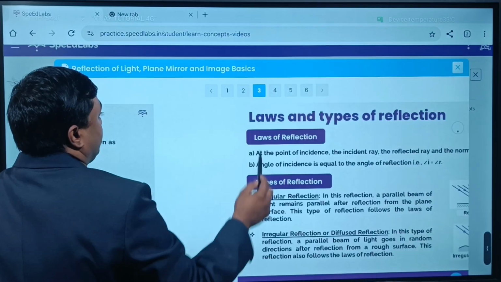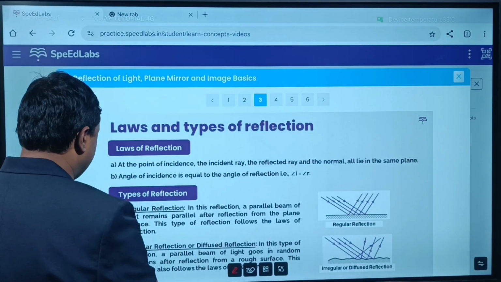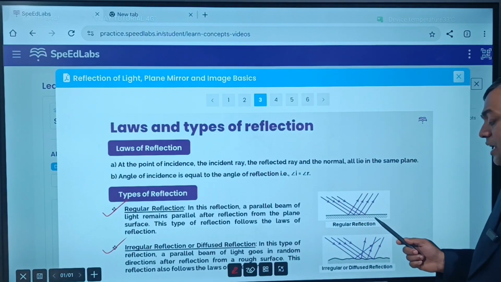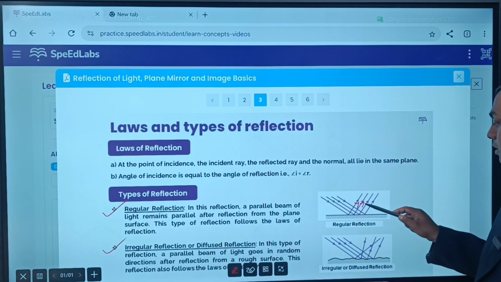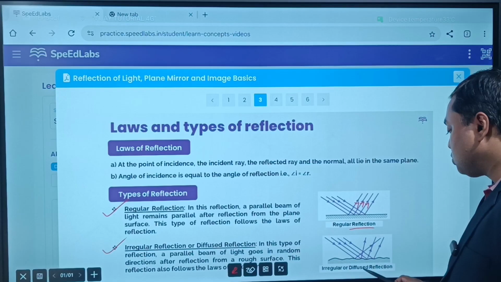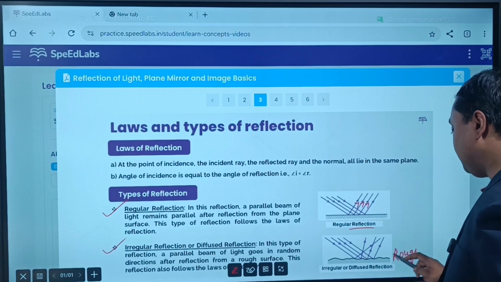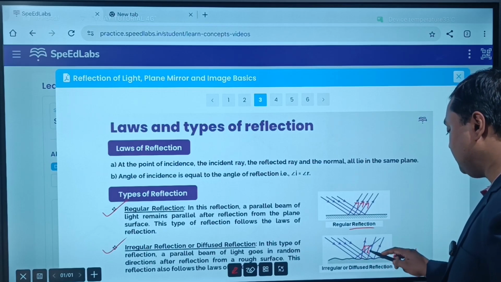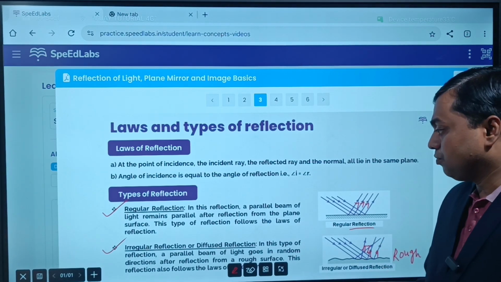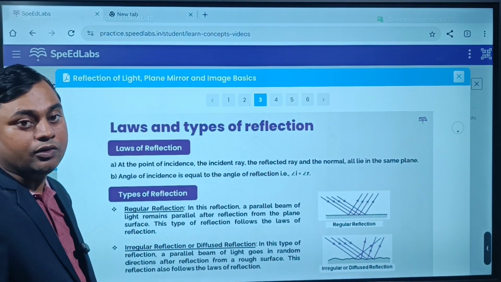When we talk about types of reflection, there are two types: one is regular reflection, the other is irregular reflection. In regular reflection, when a parallel beam of light falls on a plane surface, the reflected rays are also parallel. That is called regular reflection. In irregular reflection, if a parallel beam of light falls on a rough surface, the reflected rays are not parallel. They will meet somewhere. This is called irregular reflection or diffused reflection. You can note down the definitions if you want: regular reflection and irregular reflection.